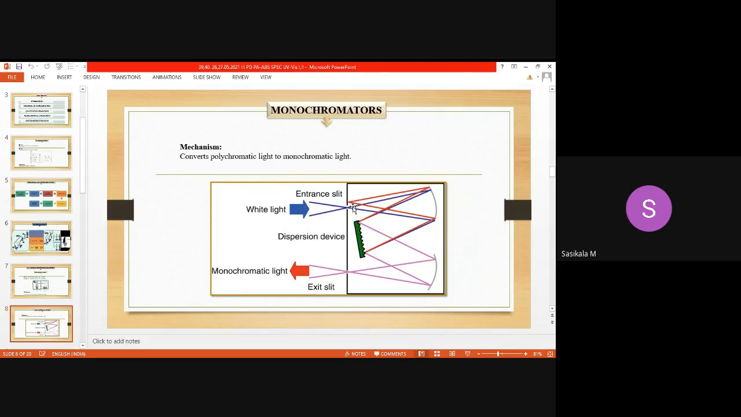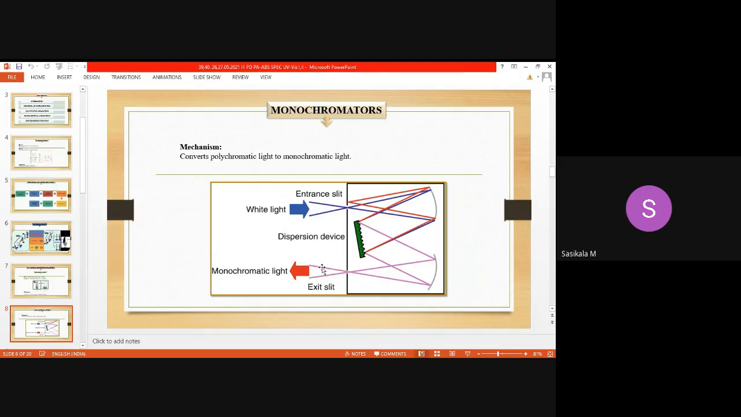When it is passed to the monochromator, which has gratings like this, you can see the rulings and the green colored part. This is called a monochromator. It is known as a dispersion device. When the incident light, that is white light coming from the source, strikes the monochromator, it is dispersed into individual wavelengths.